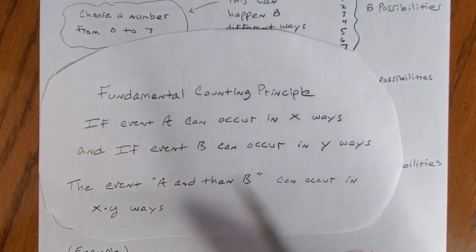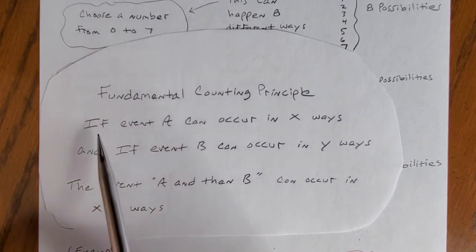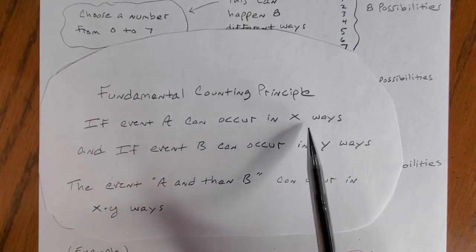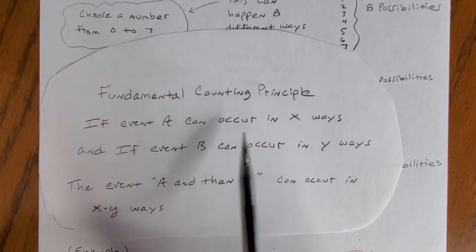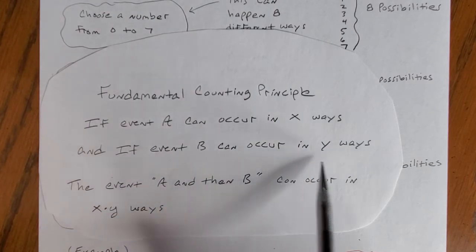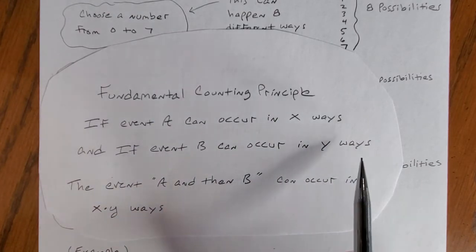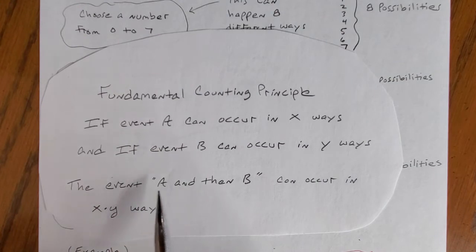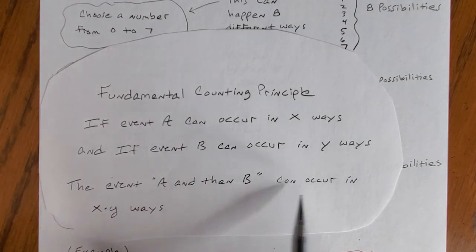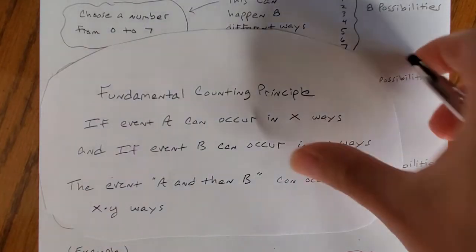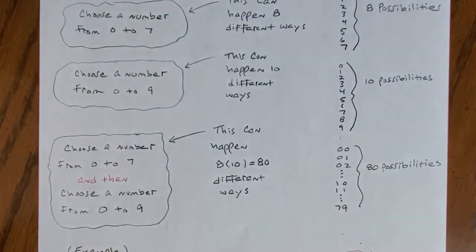Now, here's how you calculate the number of ways that can happen. It's called the fundamental counting principle. If event A can occur in X ways by itself, and if event B can occur in Y ways by itself, then the event A and then B can occur in X times Y ways. So that's exactly what I'm talking about here.